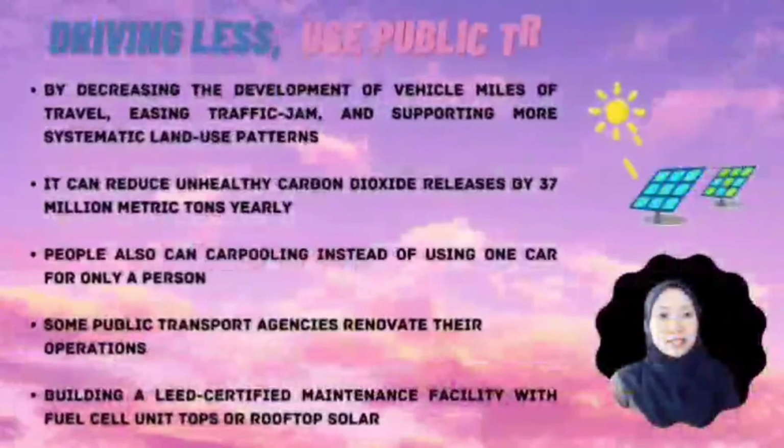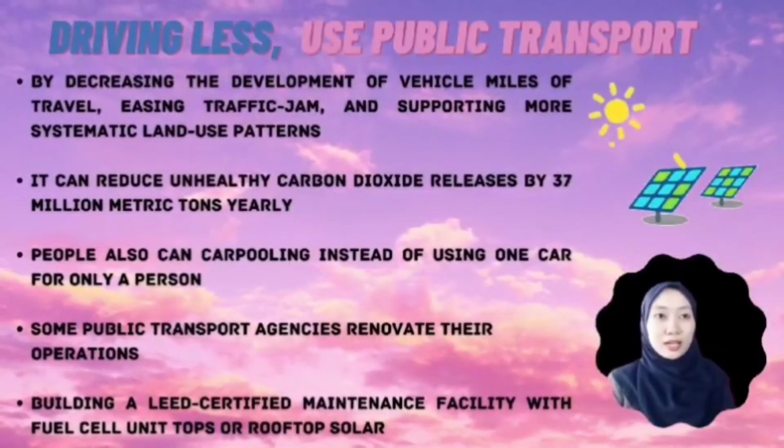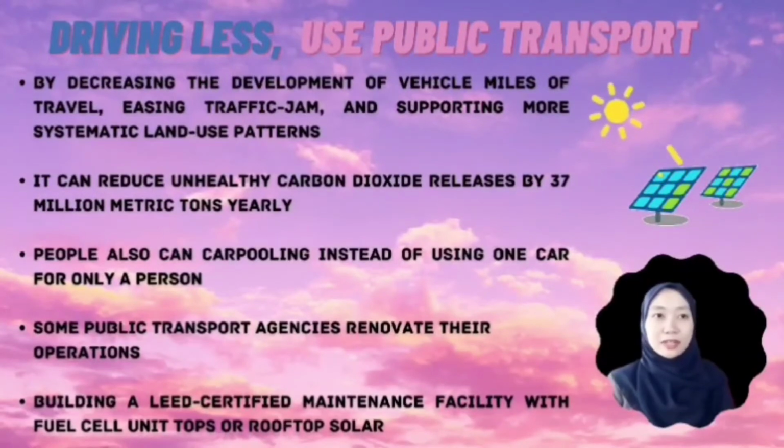Next is by driving less. To limit driving, the government needs to encourage people to use public transportation more. By using public transportation, it can lessen greenhouse gas emissions that lead to ozone depletion. Data prove that on average 85% of transportation sector discharge is connected to the surface transportation system. By reducing the growth of vehicle miles of travel, easing traffic jams, and supporting more systematic land use patterns, public transportation can lower the unhealthy carbon dioxide releases by 37 million metric tons yearly.